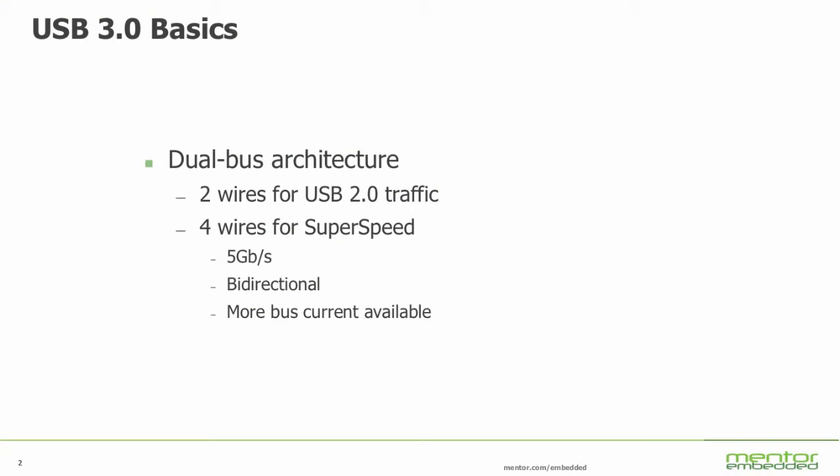So first of all, USB 3. The key things about it are that it is a dual bus architecture. It was designed so that the USB 2 traffic can carry on being communicated down the two wires as it always has been, and there are 4 additional wires for SuperSpeed, which is the new high speed. This gives 5 gigabits per second transmission speed theoretically, and it's also bidirectional. There's also more current available on the bus, and we'll talk about that in a bit.